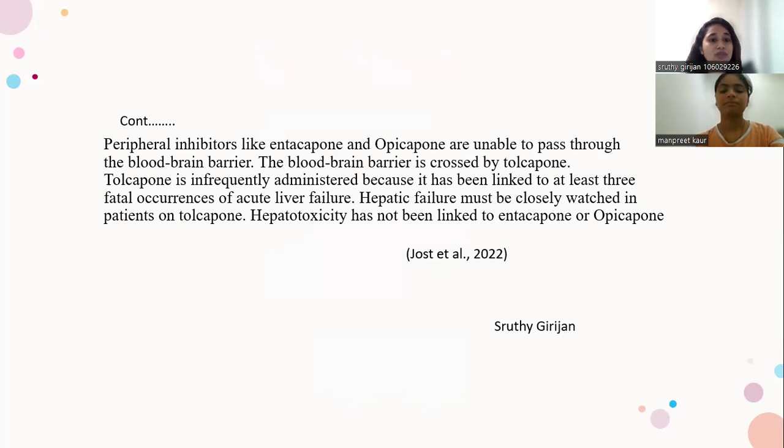Tolcapone is infrequently administered because it has an adverse effect like acute liver failure. Hepatic function must be closely watched in a patient who is taking tolcapone. Hepatotoxicity is not seen with entacapone or opicapone, so these drugs are actually safe.